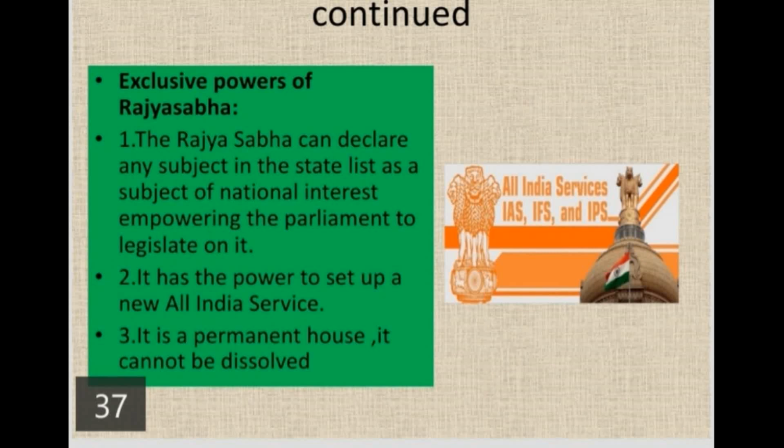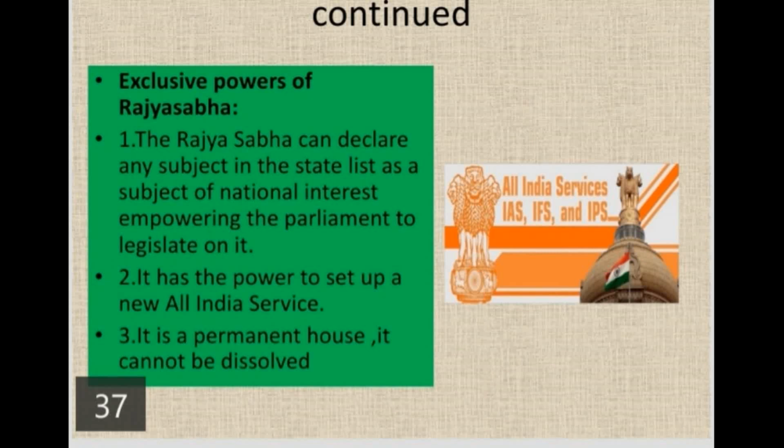That means the state list can be taken and laws can be made by Rajya Sabha with a two-third majority passing in Rajya Sabha. And Rajya Sabha also has the power to set up new All India services required for both union and states. Like Indian Administrative Service, Foreign Service, these are the general services. If it feels it wants to create another new All India service, it can create.